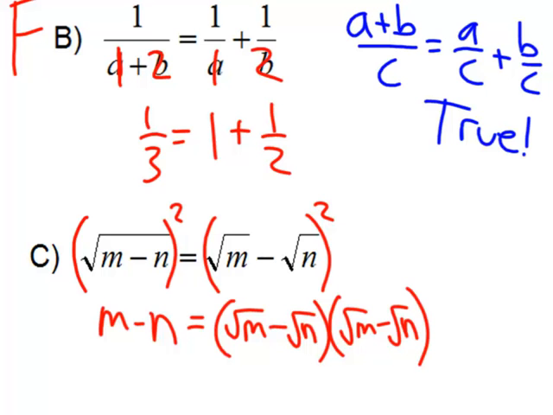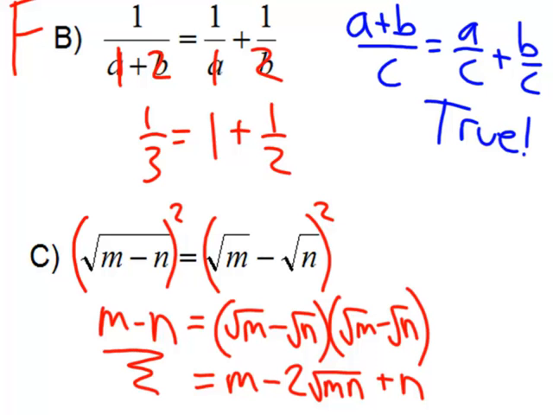And when you FOIL that out, you see that you would get m minus root mn twice, and then plus an n. And we see that that clearly does not equal the left side. So once again, you might even more convincingly be able to convince yourself that this isn't true by just plugging in some sample values.